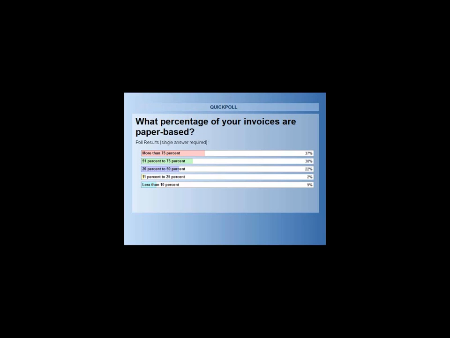And Charlie Kaplan, no surprise to me, the plurality of folks on the line, 37%, say that more than 75% of their invoices are arriving as paper. The next highest percentage, 30%, 1 in 3 folks on the line, say that 51% to 75% of their invoices arrive as paper. And if you do the quick math, 2/3 of the folks on the line say that more than half of their invoices are arriving as paper. Only 9% of the attendees on the line say that less than 10% of their invoices are paper-based.